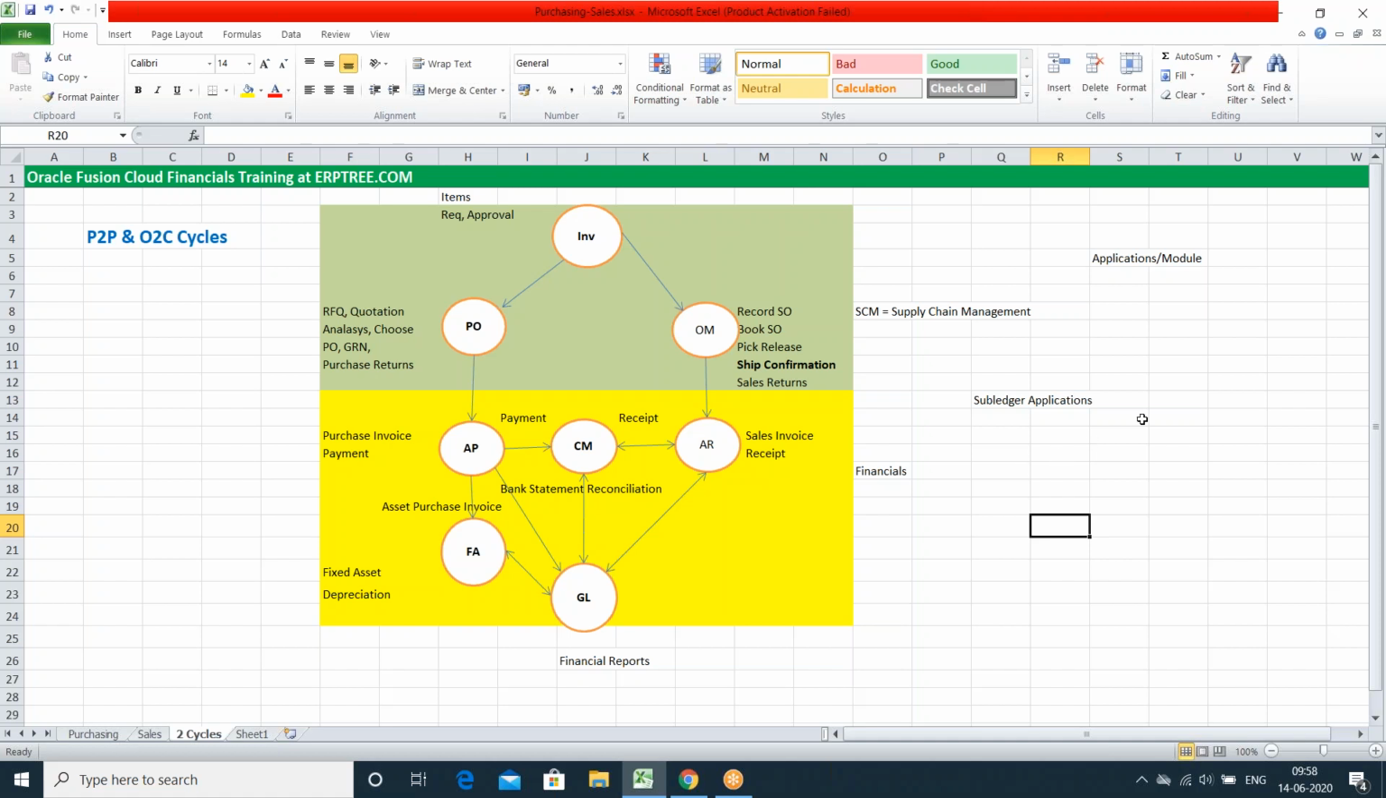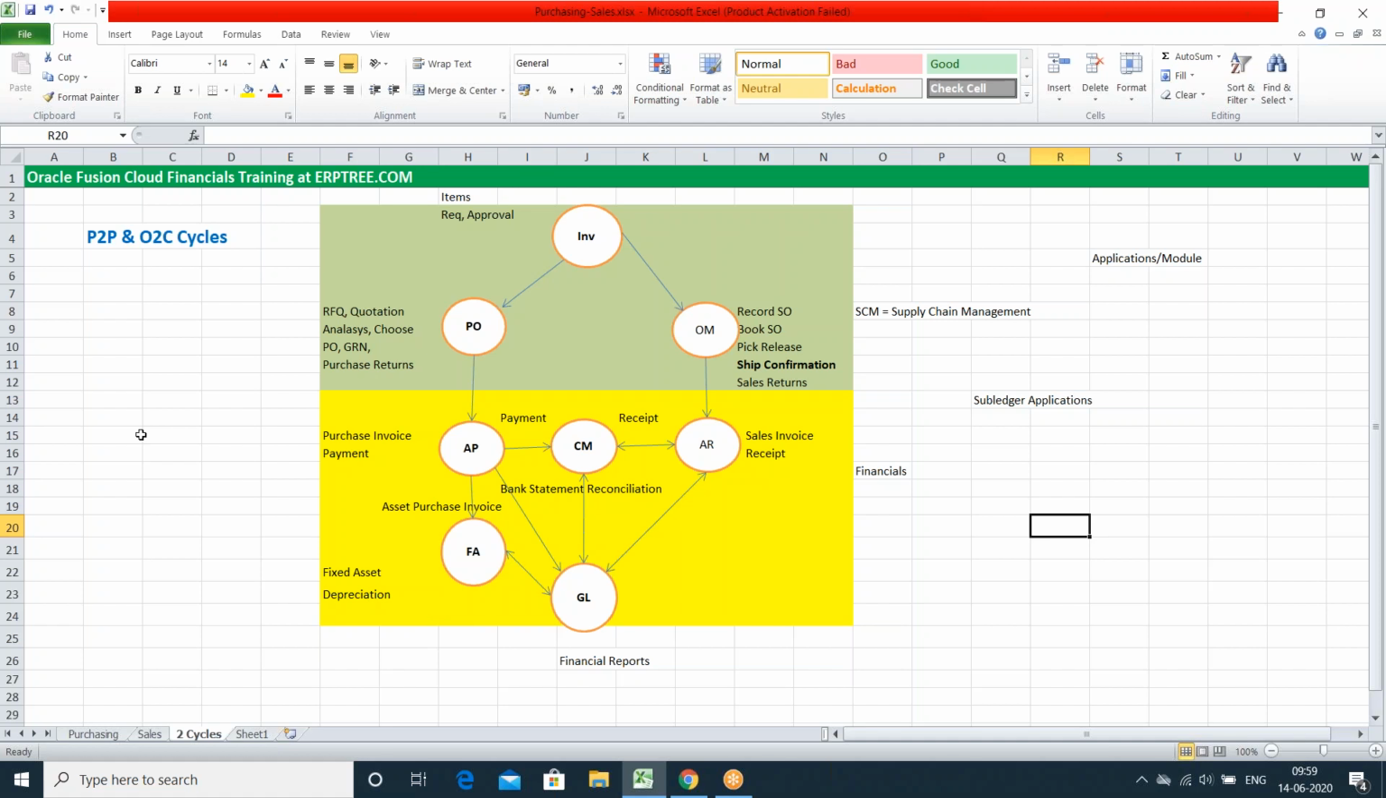Hope you can explain now at a very detailed level. If somebody asks the question, what do you mean by P2P, you can explain now. If somebody would ask you, could you please explain the O2C cycle in detail, you can explain now. That's what we discussed.